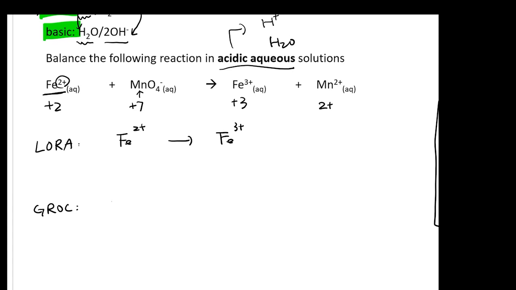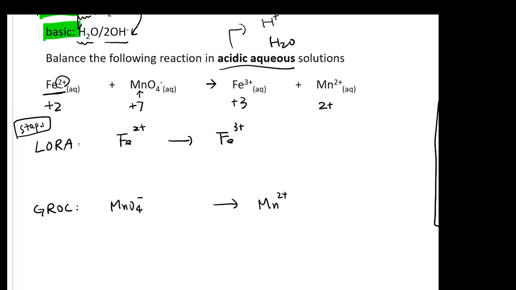And then the other half will be MnO4- is going to become Mn2+. So that's step number 1: write out your LEO and GER. What is step number 2? You're going to balance all the atoms. If you look at the LEO reaction, is the atom balanced? It's balanced already. You have one iron on the left, one iron on the right. For the LEO, step 2 is done already.